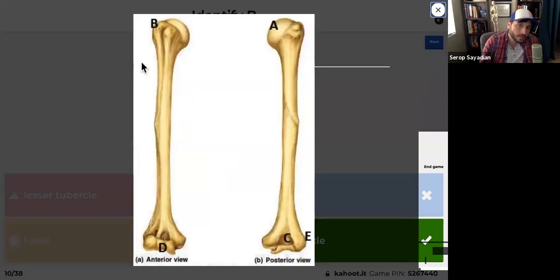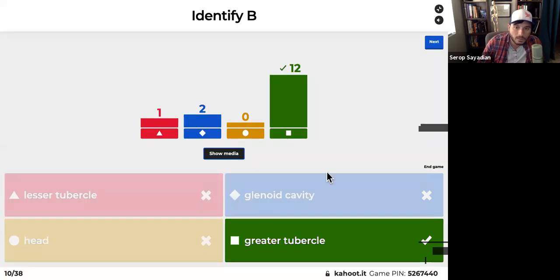Nice job. So that's the greater tubercle, which is on the opposite side of the head. And then the lesser tubercle is closer to the head, where you can find the groove right in the middle. It's called the intertubercular groove. Remember that is the place for muscle attachment, specifically the rotator cuffs.